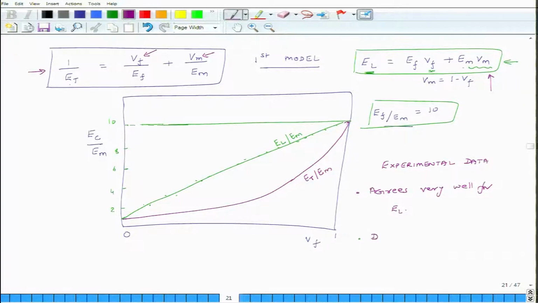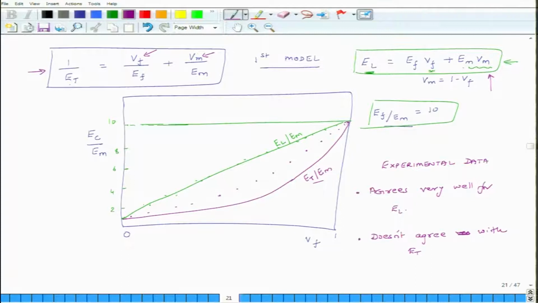But for E_t, it does not agree very well. If you look at the data for E_t, it looks something like this. It starts at 1 and ends at 10, but in general the actual value of E_t, the transverse modulus, comes out to be significantly higher than the calculated value of E_t.